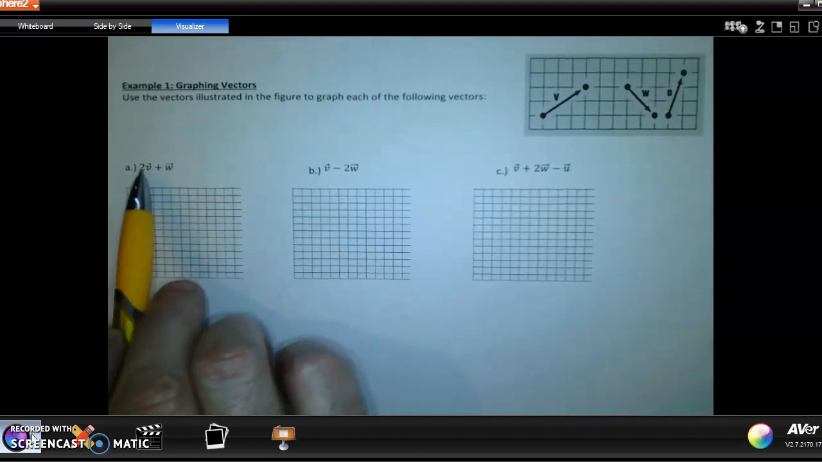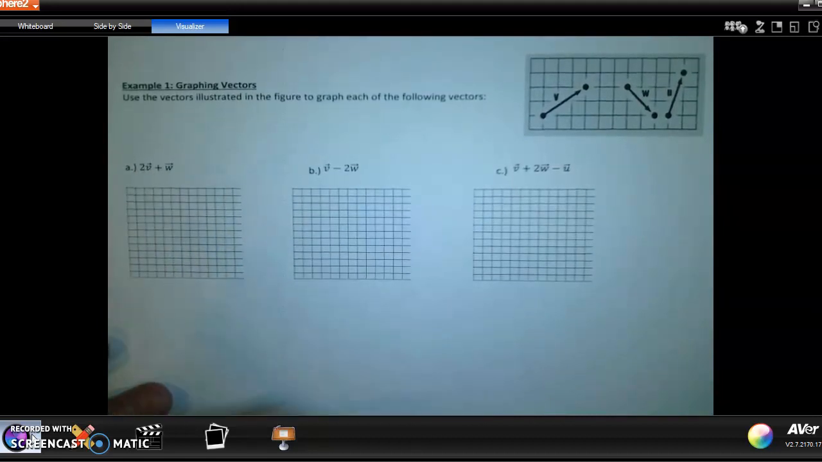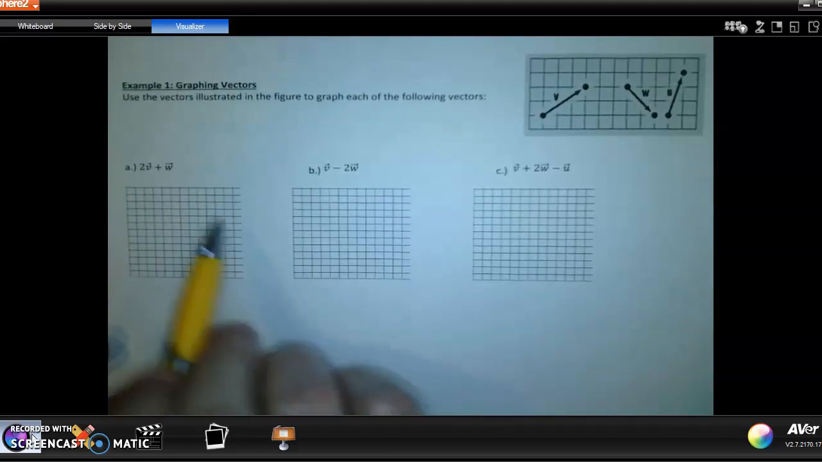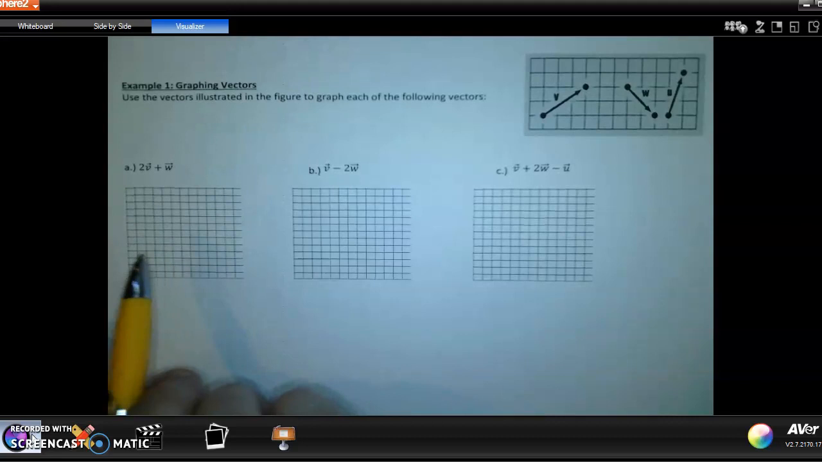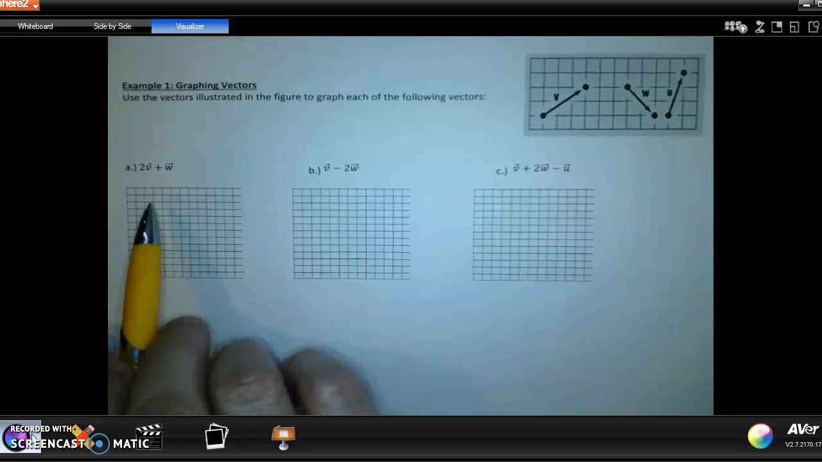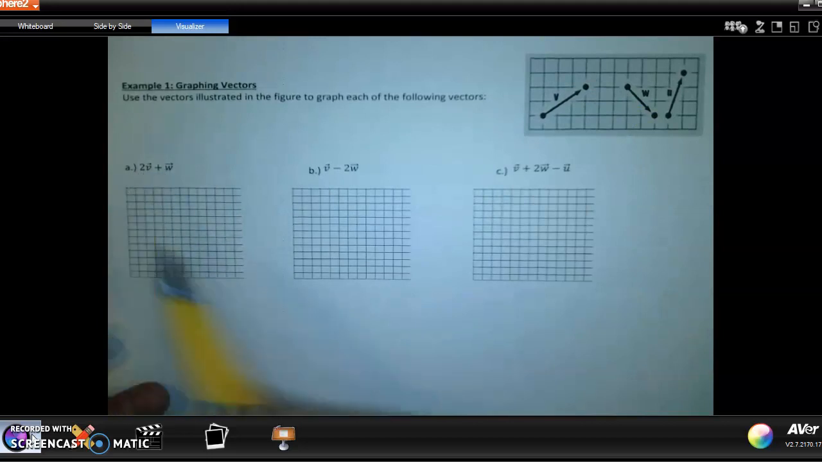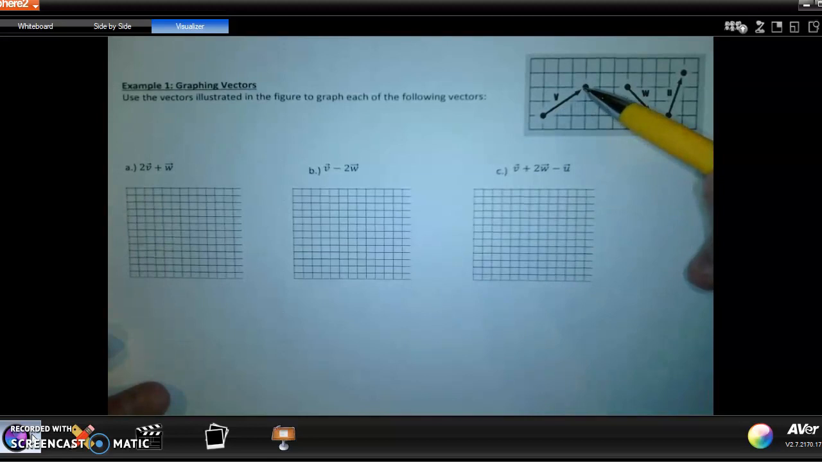Okay, so look at this example. What would 2v plus w look like? Well, this is just a grid. These aren't ordered pairs or anything. This is just some grid paper that we're going to use to draw this so that we can count these squares. So 2v plus w. This is vector v, so I'm going to have two of these end to end, and they're going to be going up and to the right.